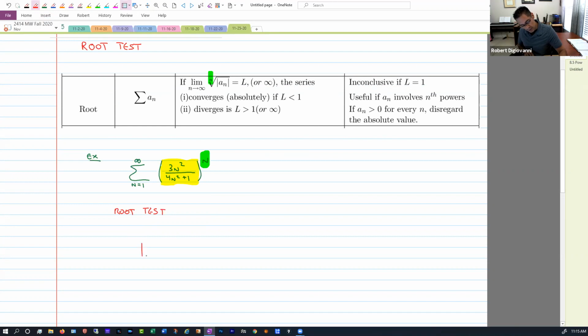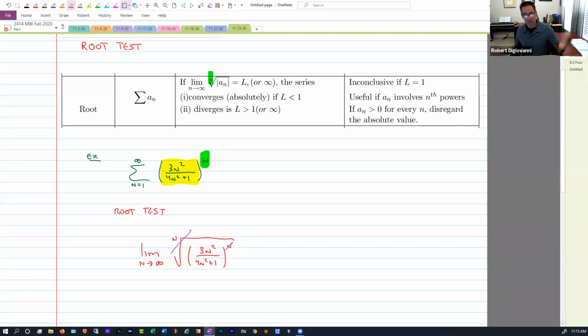So I'm going to take the limit as n goes to infinity of the nth root. That's what the test says. The test says I'm going to take the nth root of all of this, okay? And by the way, I'm supposed to do the absolute value, but I'm not doing it because I know this is a positive number. If I'm plugging in n's that are positive, this is always going to be positive. So I don't care about that.